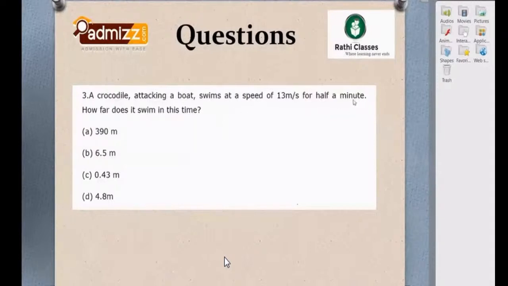Half a minute means 30 seconds. So distance is equal to speed into time. So 13 into 30, the answer would be 390 meters. That is option A. That's very easy. Moving on to the next question.